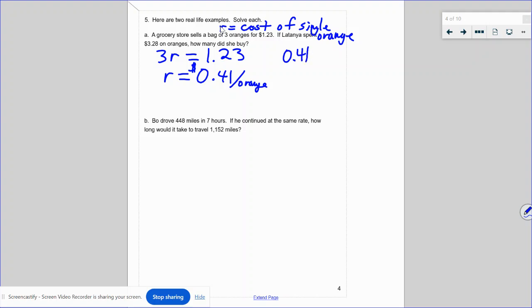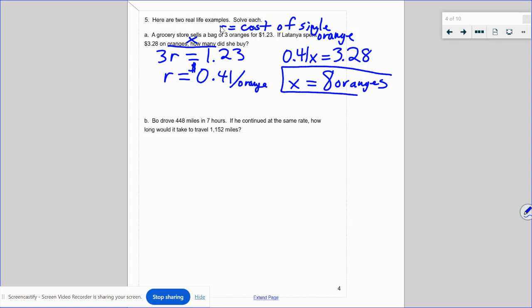We don't know how many oranges she bought, so we're just going to make that a variable. X is going to be how many oranges. Well, we know she spent a total of $3.28. Okay, so we solve for X. That's how many oranges. So we would divide both sides by 0.41. 3.28 divided by 0.41 is going to give us 8. So she bought 8 oranges.